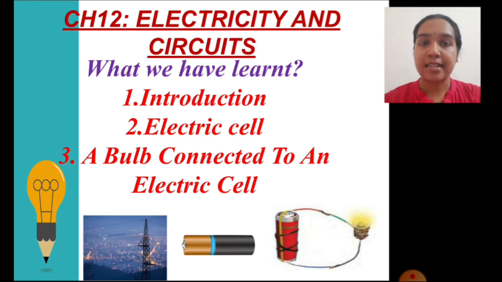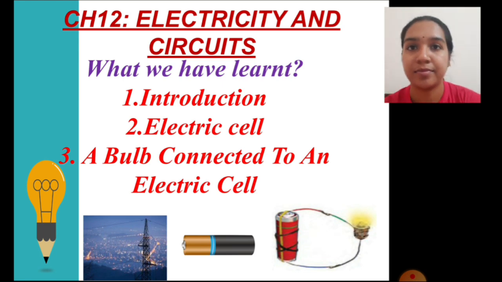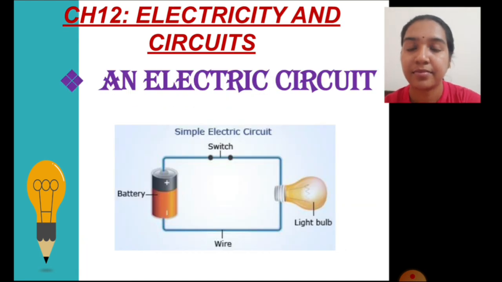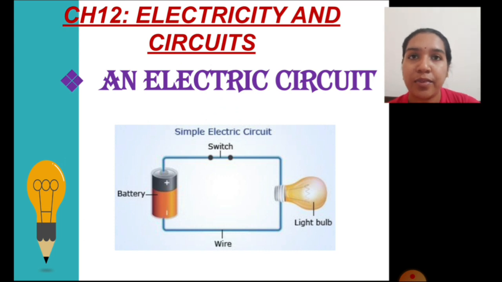And in the previous class, we also learned different ways of how to connect a bulb to an electric cell, where we have seen in which type of arrangements the bulb glows. So we understood that for the bulb to glow, it needs a proper electric circuit. In today's class, we will be learning about an electric circuit.